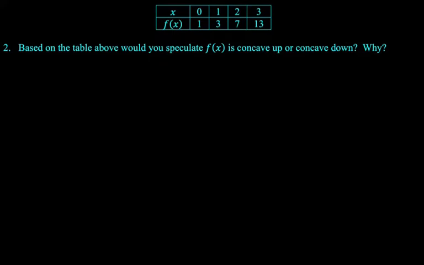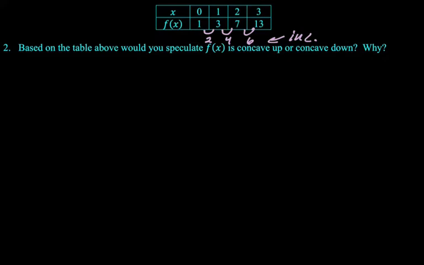But based just on the table, what I'm going to do is look at average rates of change. From 0 to 1, it's 2. From 1 to 2, it's 4. And then from 2 to 3, it's 6. So those are our average rates of change. If you look at those, the average rates of change are increasing. The slopes themselves are positive, but more importantly, the slopes are increasing.